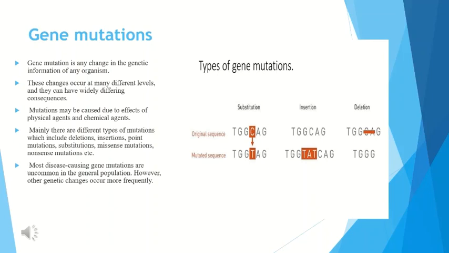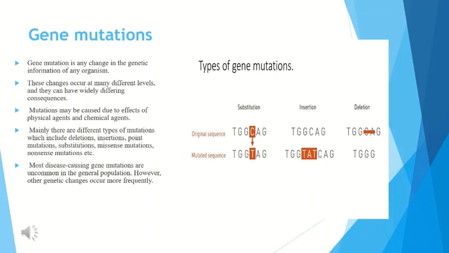Most disease-causing gene mutations are uncommon in the general population. However, other genetic changes occur more frequently. You can see here some kinds of mutations. You can see substitutions. You can see insertion.